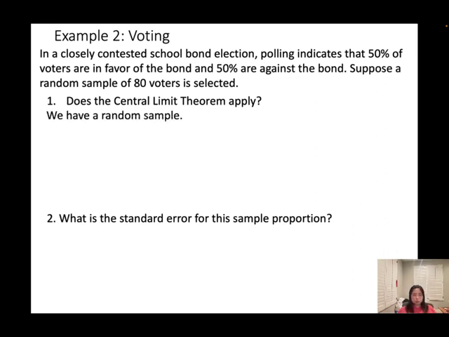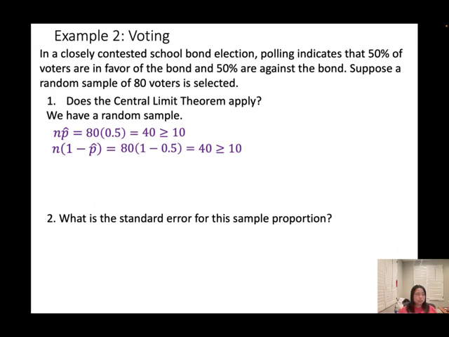Okay, number 1, we have a random sample, right? Random and independent. Number 2, we check the sample size. So n, the sample size, is 80, times the p hat, which is 0.5. So that's greater than 10. And then the sample size times the failure proportion, same thing, which is also greater than 10. So this is good. And then we want to check the population.